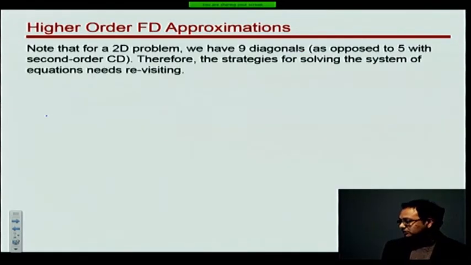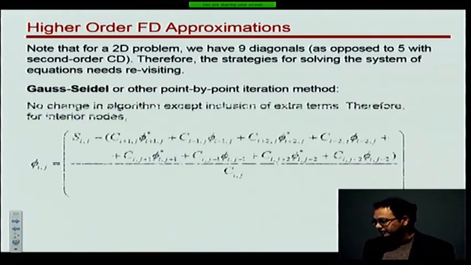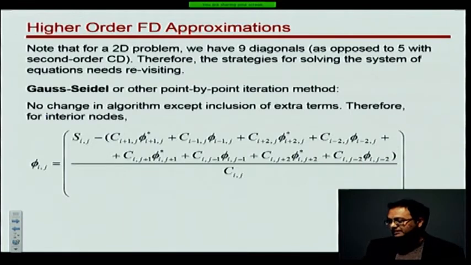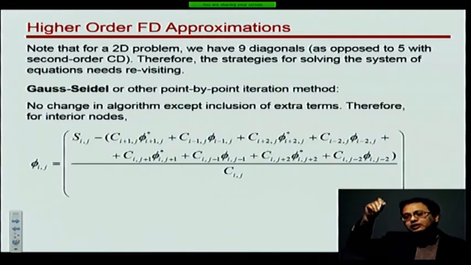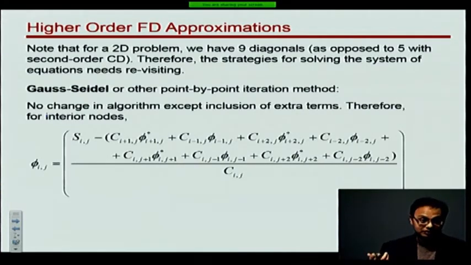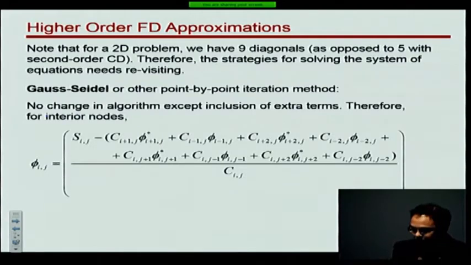So here are some strategies for solving the system of equations. Let's talk about Gauss Seidel, which is point by point. Basically no change in algorithm except you include the extra terms. That's it. So your update formula simply becomes that. This is pretty straightforward. Nothing fancy. Again, by the time you get to i equal to 1 and i equal to n minus 1, or j equal to 1 and j equal to m minus 1, you're getting back to your second order central difference scheme. So your stencil will not extend beyond the boundary anyway. For the other nodes, you simply use this formula.